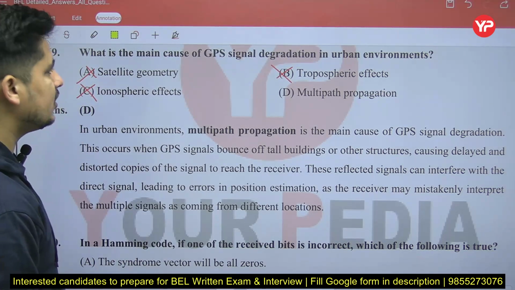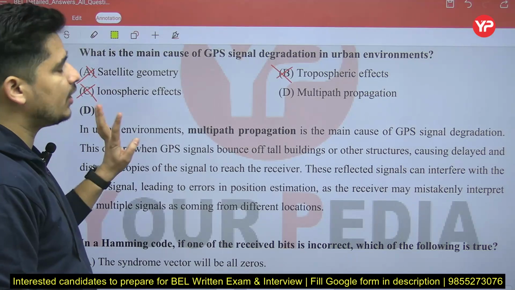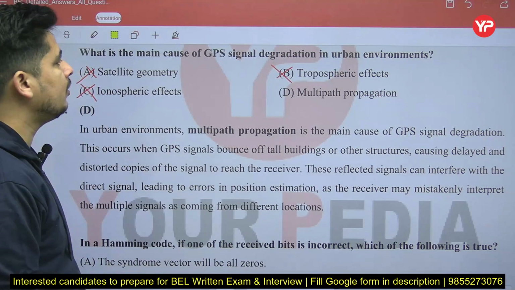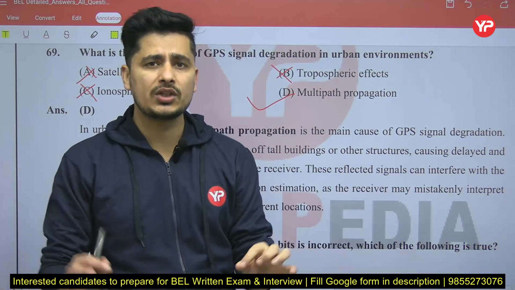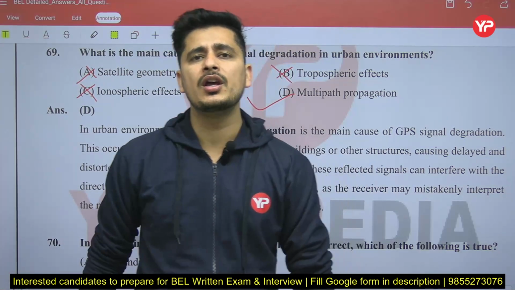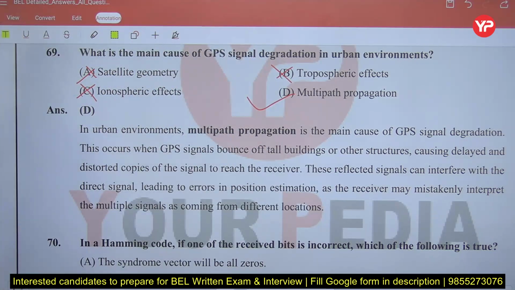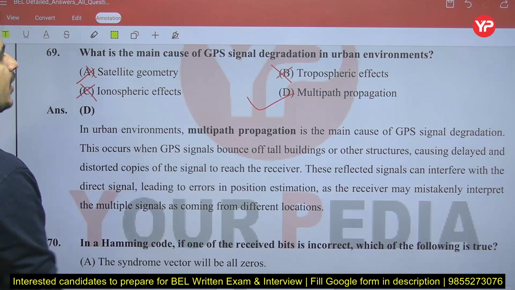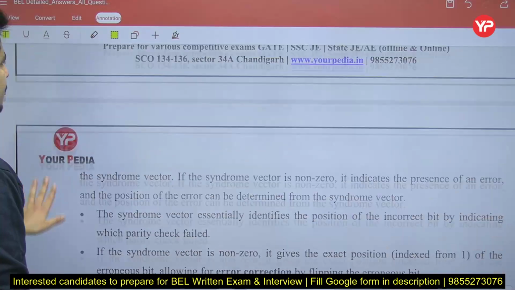Isotropic effect is also available, either it is urban or non-urban area. Satellite geometry is also available, either it is urban or non-urban. There is multipath propagation, that is the important thing. Basically, in urban area there are several objects, so there will be multipath propagation mostly available in the urban area. In non-urban area we can't get that much multipath propagation as will be caught in the urban areas.